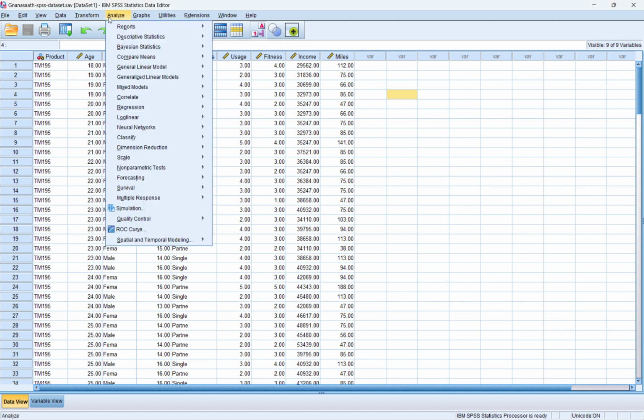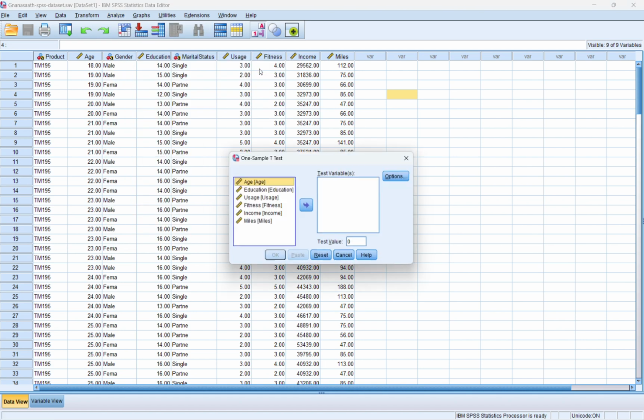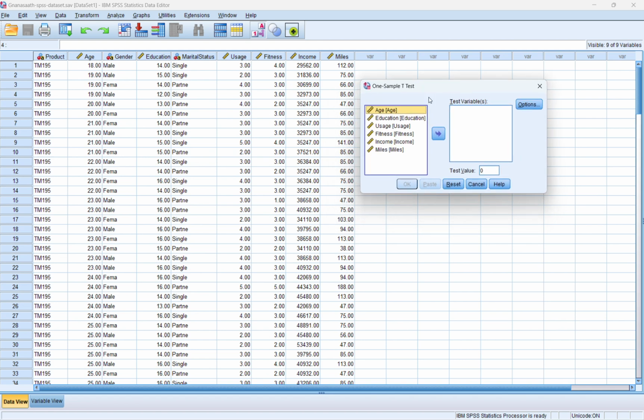So just go to Analyze, Compare Means. Compare Means is the one-stop location for one sample test, independent samples test, which is two sample test, paired samples, which is two sample paired t-test, and ANOVA, which we will cover in future videos. So for now, the one sample t-test. As you can see, only numerical columns are available for us to perform the one sample t-test. SPSS automatically fetches the columns on which you can perform the t-test.